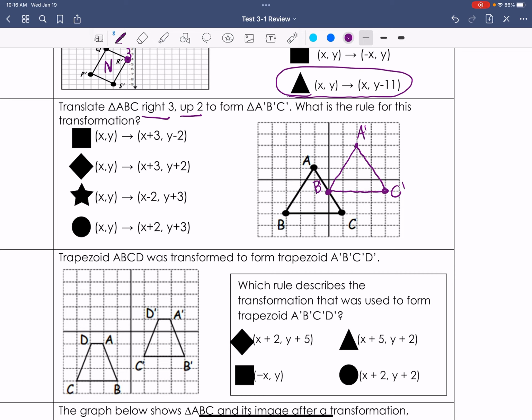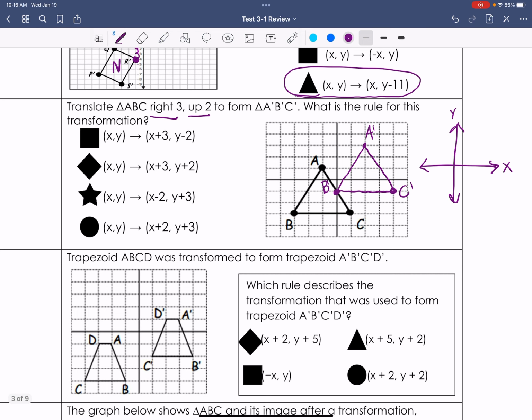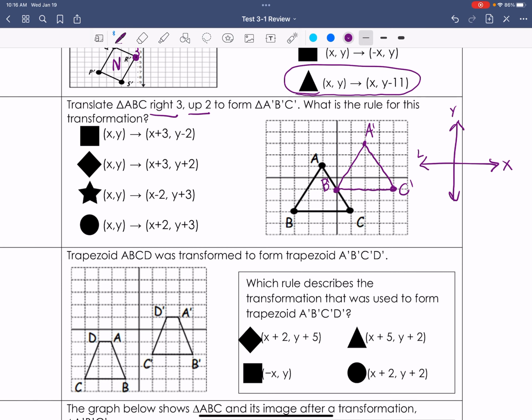Now for the rule. If I go right 3, now if you need help looking at a coordinate grid, here I have my y-axis, here I have my x-axis. If you move along your x-axis, you go left and you go right. And if you move along your y, you go up and you go down. So if I go right, that affects my x value. And if I go right, that means I add 3. If I go up, that affects my y. And if I go up, that means I'm adding 2. So the one that has x plus 3 and y plus 2 is going to be the diamond.